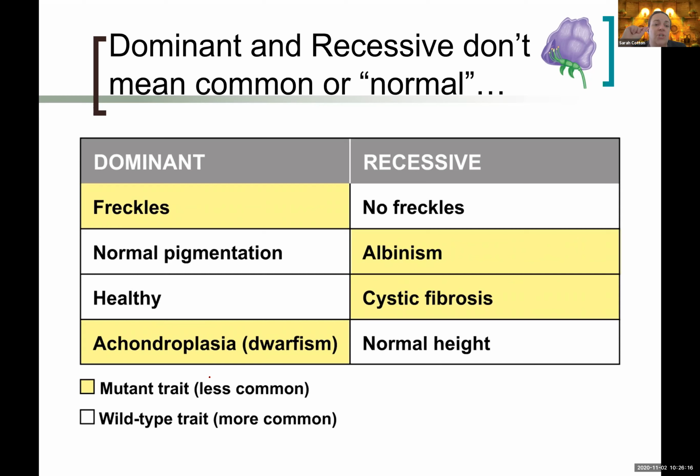Okay. So dominant doesn't necessarily mean more common. Dominant doesn't necessarily mean better either. Sometimes I think people think, oh, dominant is better, right? It's not necessarily better. It's just expressed in the heterozygous. Okay. And so here are some examples of some traits that impact humans. So we talked about freckles already. Having freckles is a dominant trait. That doesn't necessarily mean that it's more common, right?